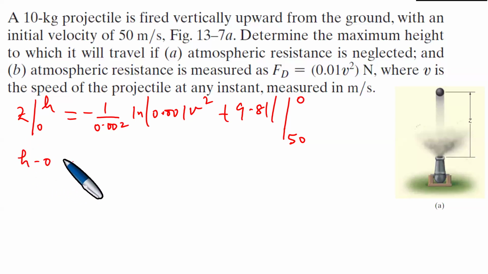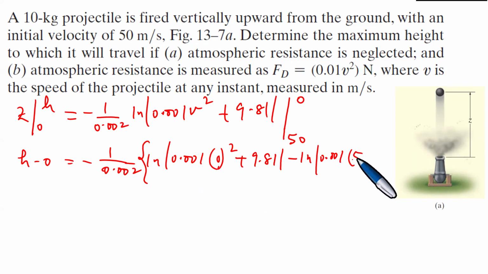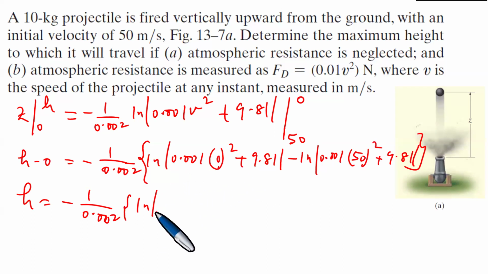In the end, it becomes h minus zero. Substitute here: h minus zero equals minus 1 over 0.002 times the natural log of 0.001 times zero squared plus 9.81, minus the natural log of 0.001 times 50 squared plus 9.81. So h is minus 1 divided by 0.002 times natural log. 0 squared is 0 times 0.001 is 0, meaning we have the natural log of the absolute value of 9.81, minus the natural log of 0.001 times 50 squared plus 9.81.